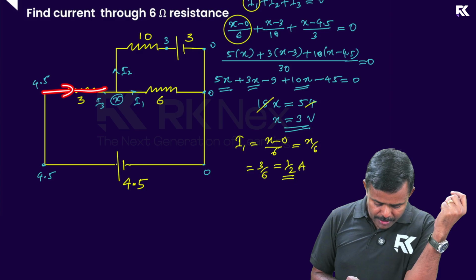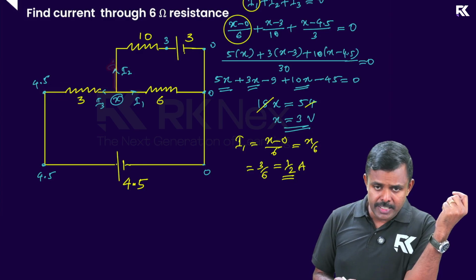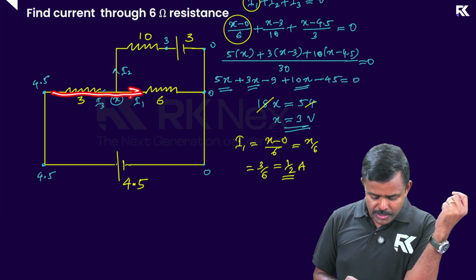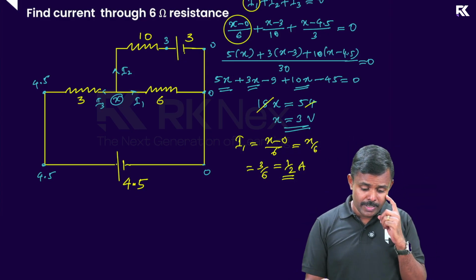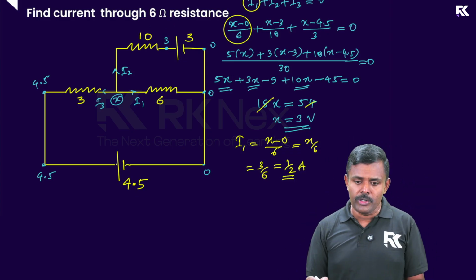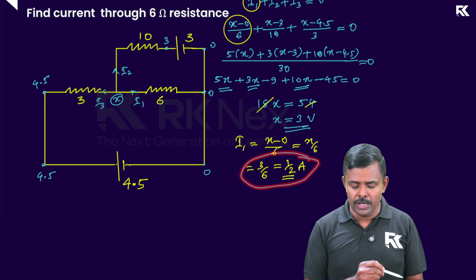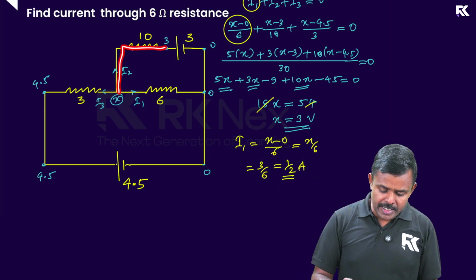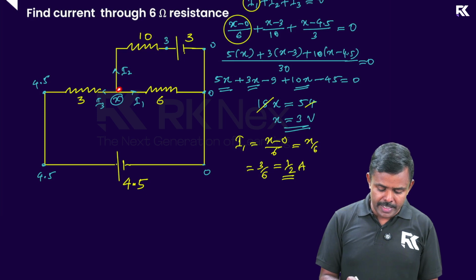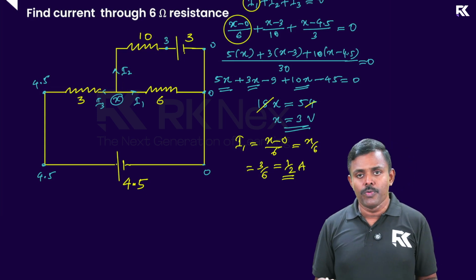Because I3, 1 by 2, flows this way. Nothing flows in this direction. So the entire current has to flow this way. Check it out, you can do it yourself. But the question here is to find the current through 6 ohm only. That's why I thought of finding I1 alone. You can try doing the rest, I2 and I3, yourself, and you will see that this current is 0 and this current is also equal to 1 by 2 amps.